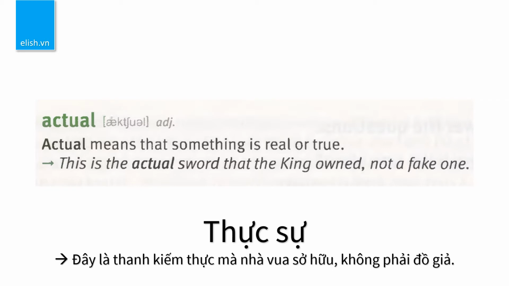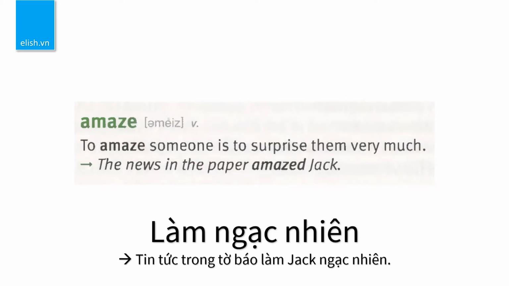Unit 22. Word list. Actual. Actual means that something is real or true. This is the actual sword that the king owned, not a fake one. Amaze. To amaze someone is to surprise them very much. The news in the paper amazed Jack.